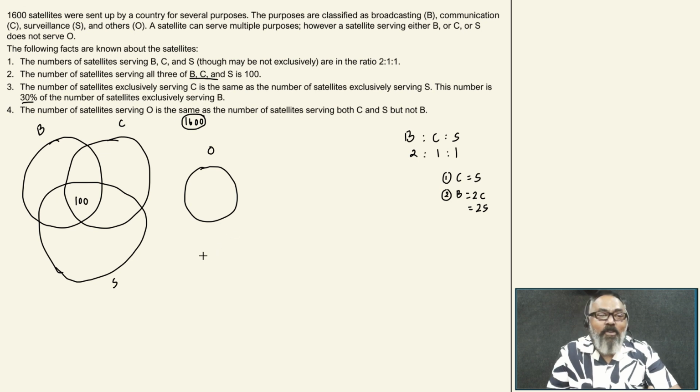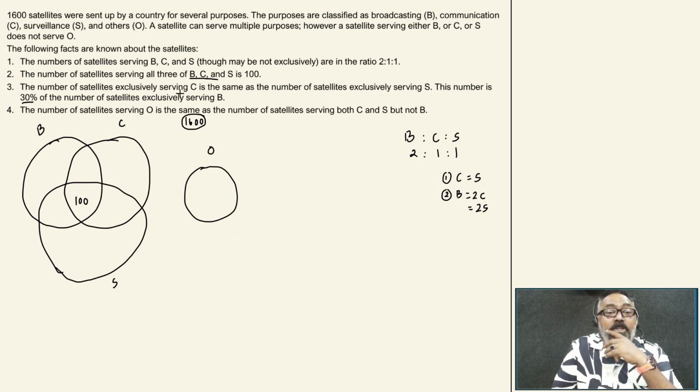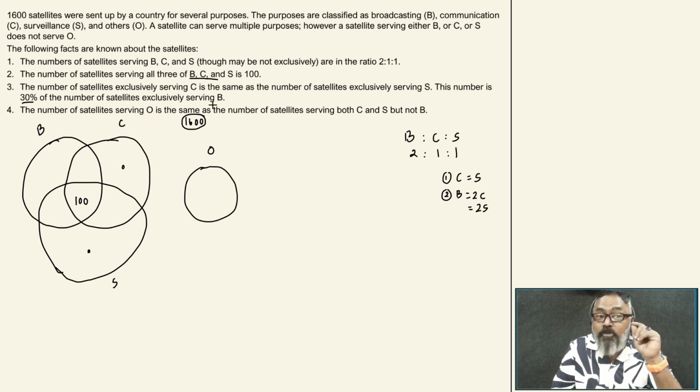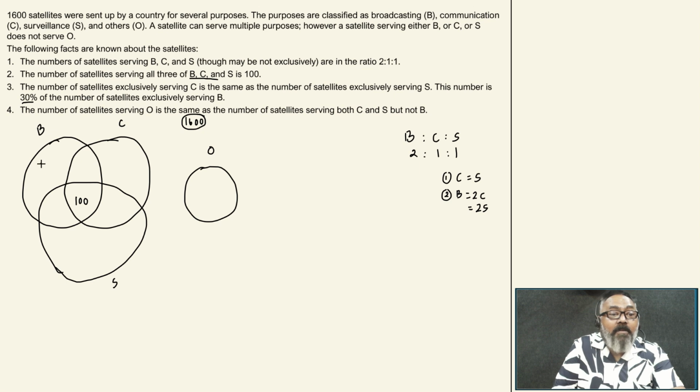Wonderful, fantastic, good. The number of satellites serving exclusively C is the same as the number of satellites serving exclusively S. Exclusive C and exclusive S is same. Okay, and this number is 30% of the number of satellites serving exclusive B. These two numbers are 30% of this. 30% is 0.3, 3 by 10, 10x, 3x. Which means if B is 10x, this will be 3x and this will be 3x.